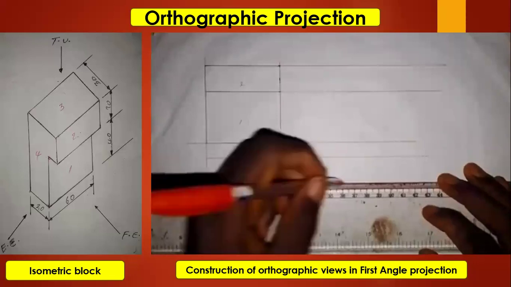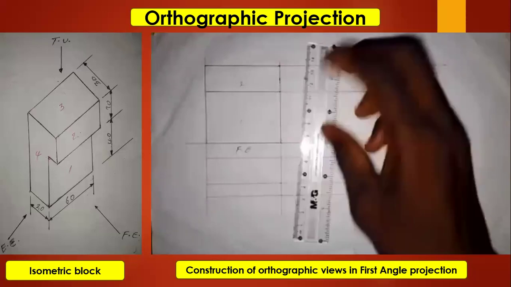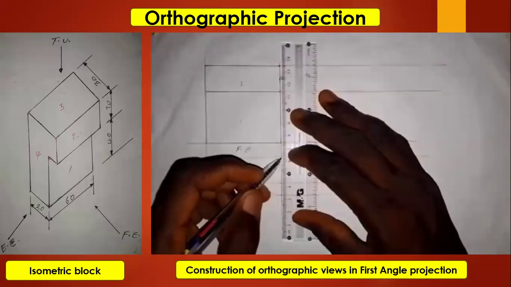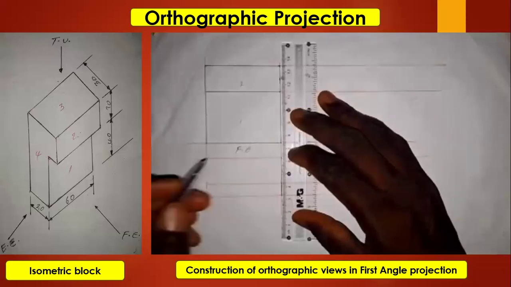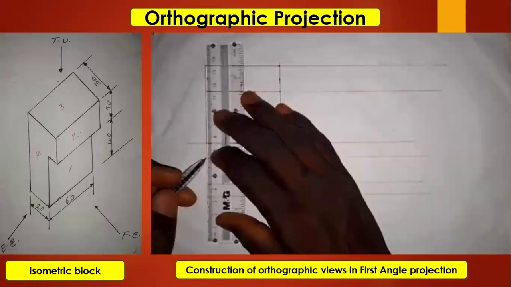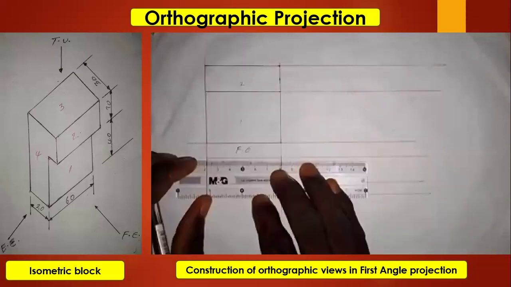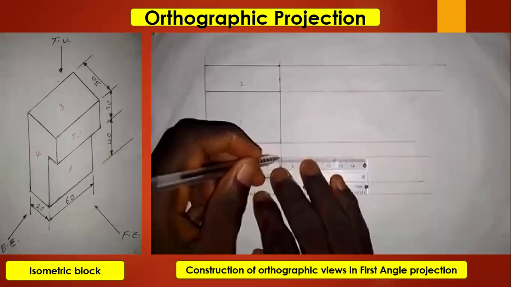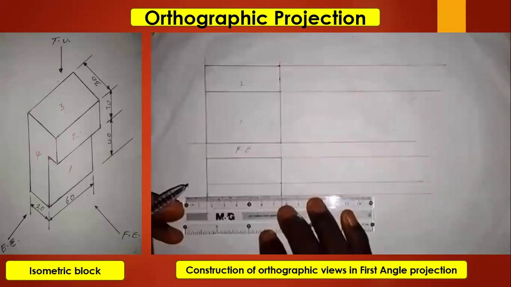Now, to show that part that is hidden, but before I go on to do that, let's bring out the outlines of this drawing. So I'll make this line a thick line. I'll come here and make this line here a thick line. Then I will also make this line a thick line here. And then I'll make this line a thick line.